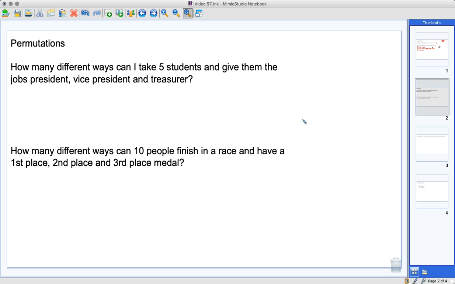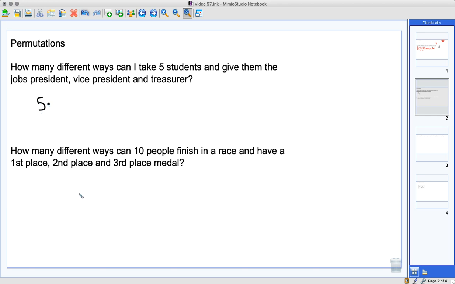Okay. So we're going to talk about permutations. So one way to think about this is, how many different ways can I take 5 students and give them the jobs or the titles president, vice president, and treasurer? Okay, so what I want you to think about is, if I'm picking the president first, okay, how many students could be picked for president? 5. 5 could be picked for president.